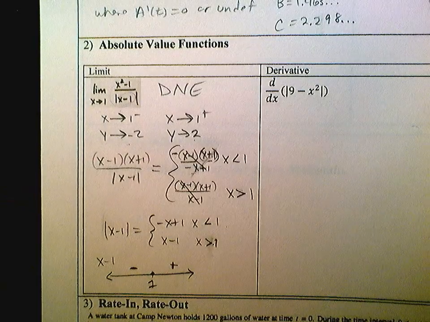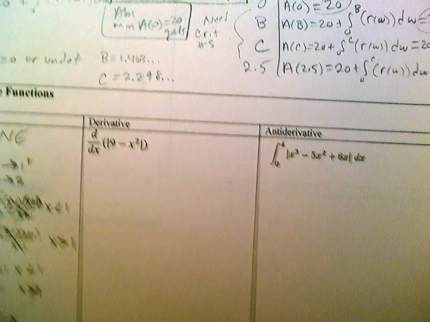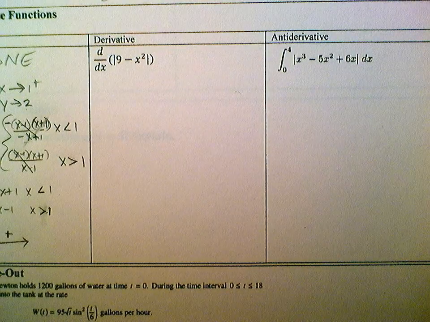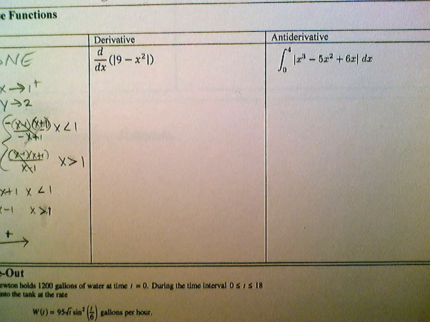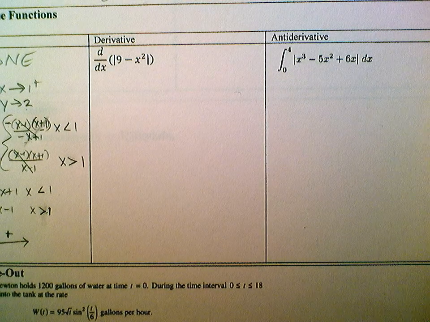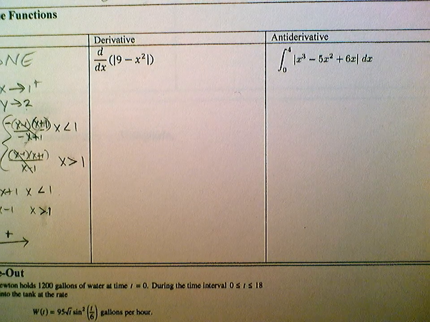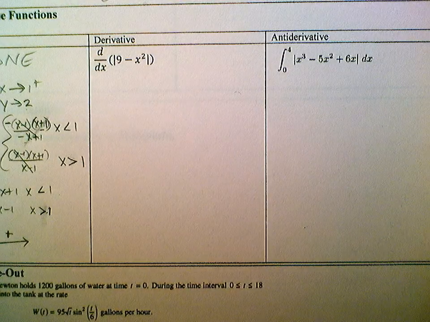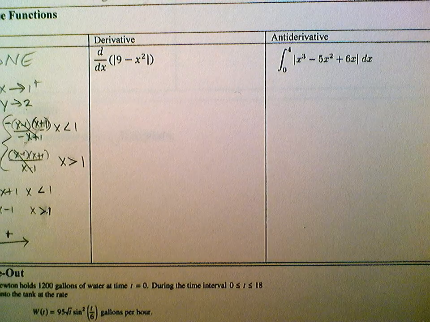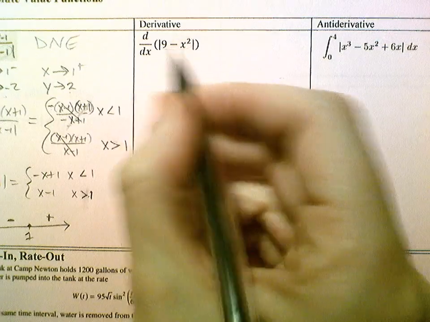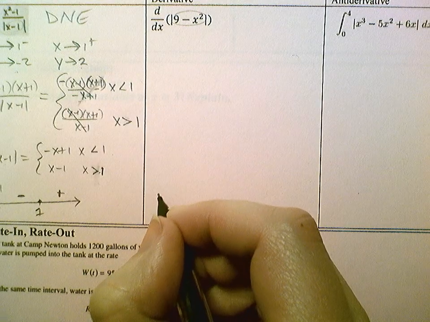Okay, now let's do a derivative one. So we're taking the derivative of this absolute value function. You have to handle it, whether it's a limit, derivative, antiderivative, any absolute value function you see, no matter what you're doing to it, take it and split it up as a piecewise function, okay? So I'm going to take the input of the absolute value just like I did before.